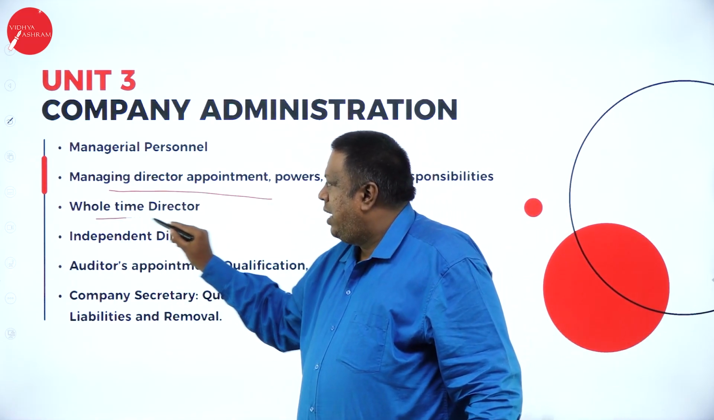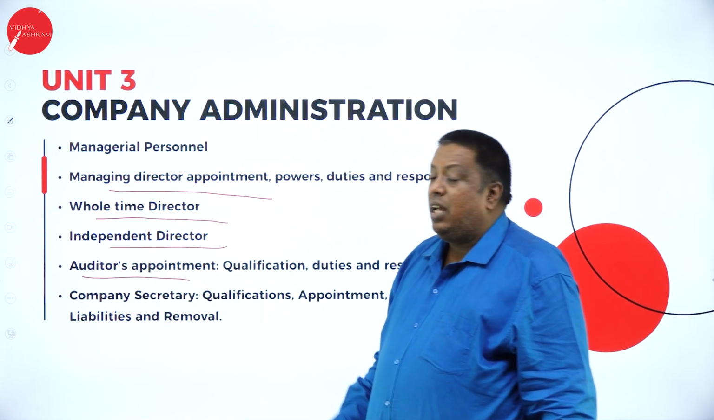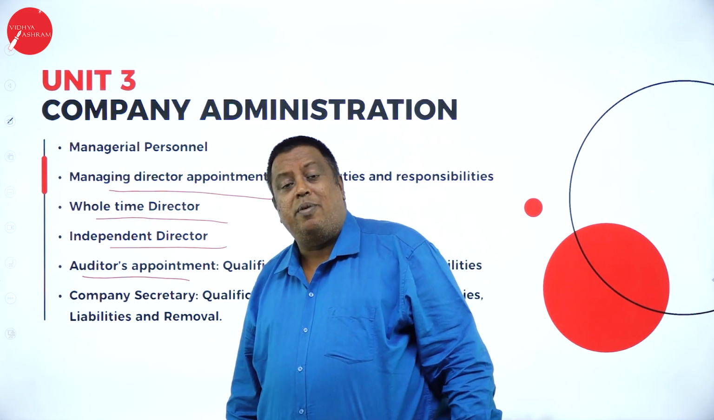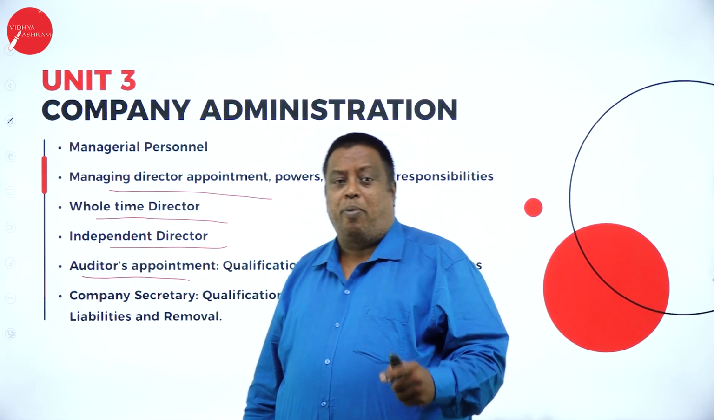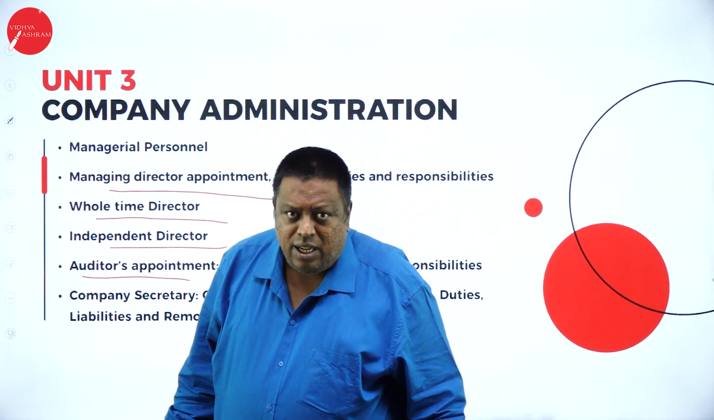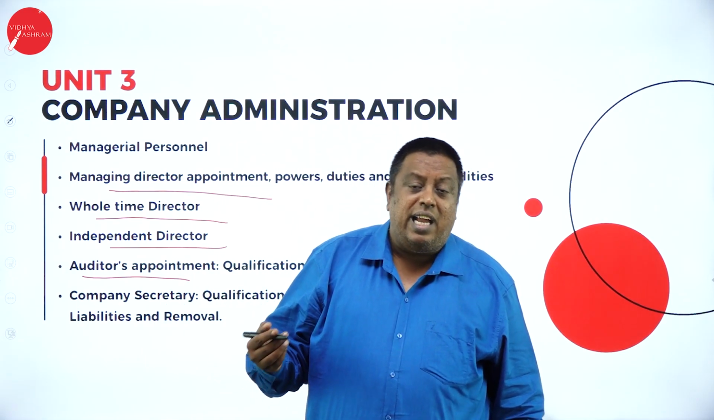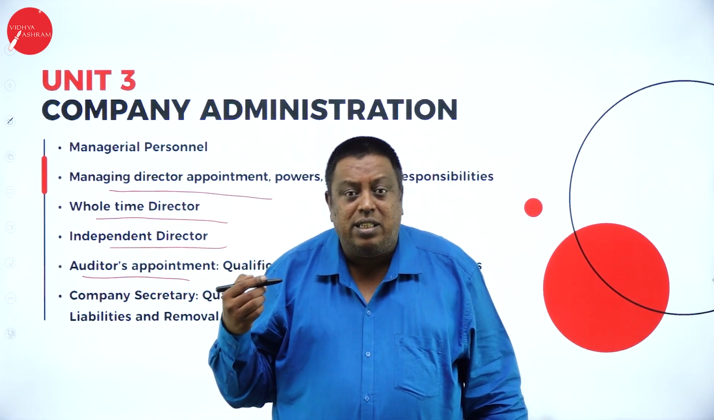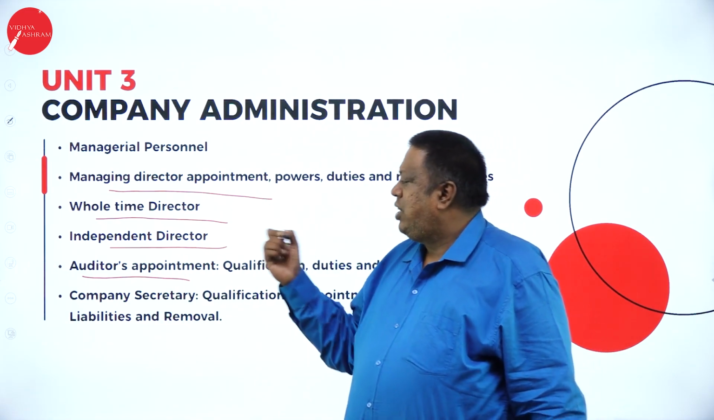Who is a whole-time director? Who is an independent director? Who is an auditor? How will the appointment of an auditor be made, what is the procedure, and under which section will he be appointed? And if we want to remove any auditor, what procedure do I have to follow, which meeting do I have to conduct, and why do I have to remove the present auditor? All these concepts are going to be discussed in depth in this chapter.